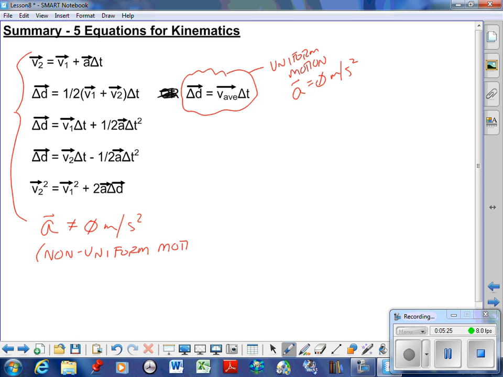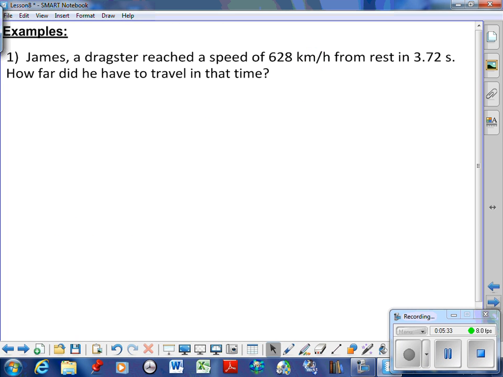All right, so how does this work? Well, I've given you 6 equations in total, but 5 dealing with non-uniform motion. And what it is, it becomes a decoding process. So you're writing down information, you're decoding what you need and what you don't need. So the first example: James, a dragster, reached a speed of 628 kilometers an hour from rest, in 3.72 seconds. How far did he travel in that time? So what information is given? And this is where that decoding process comes in.